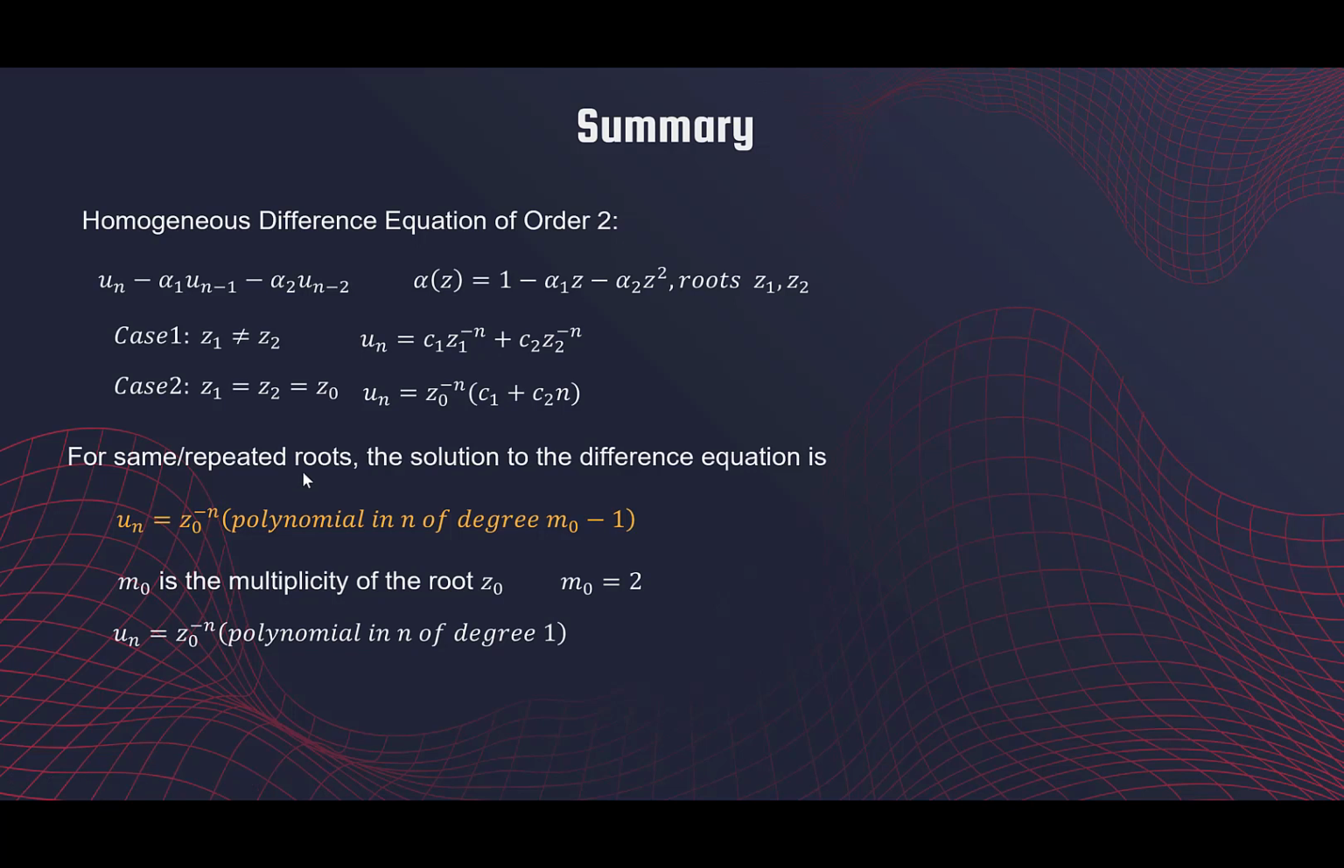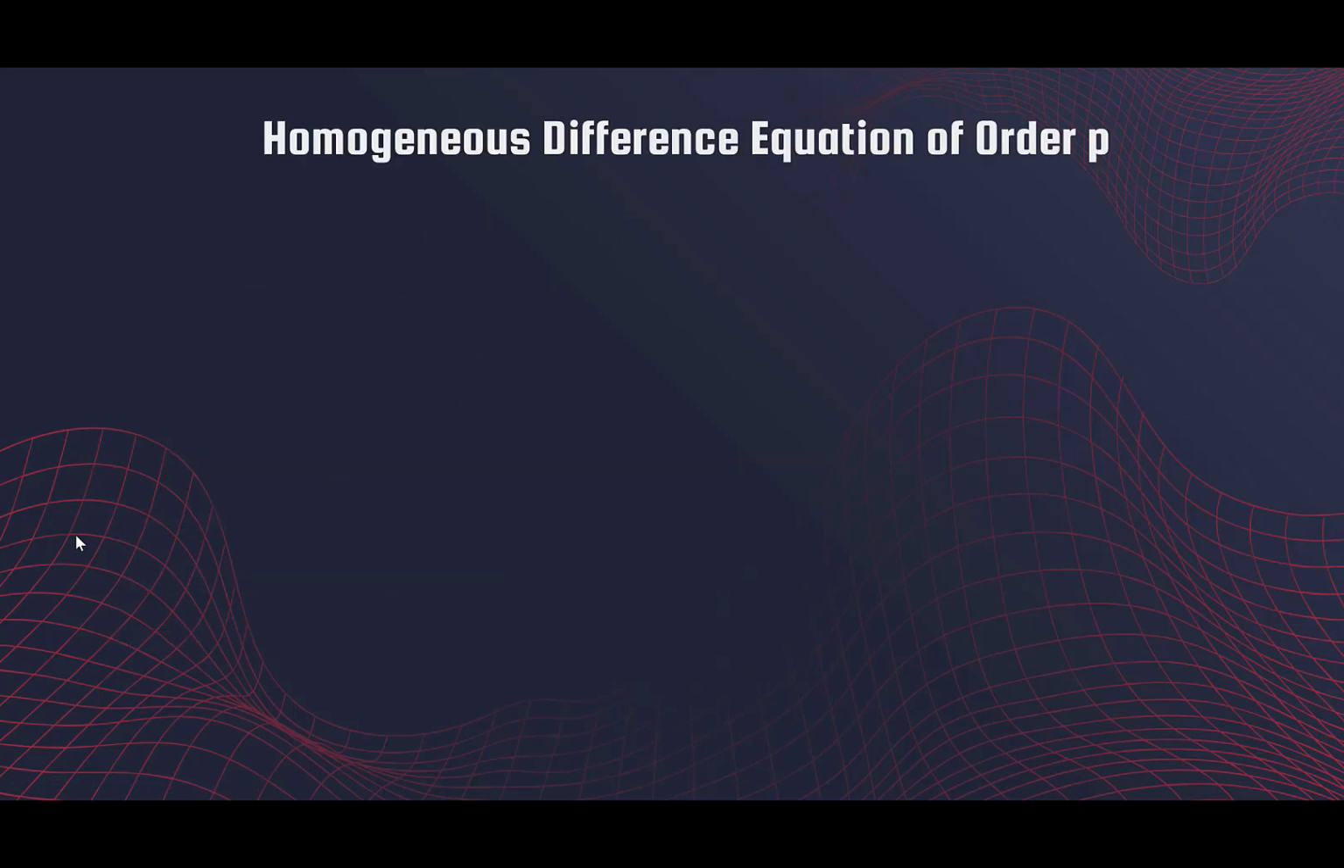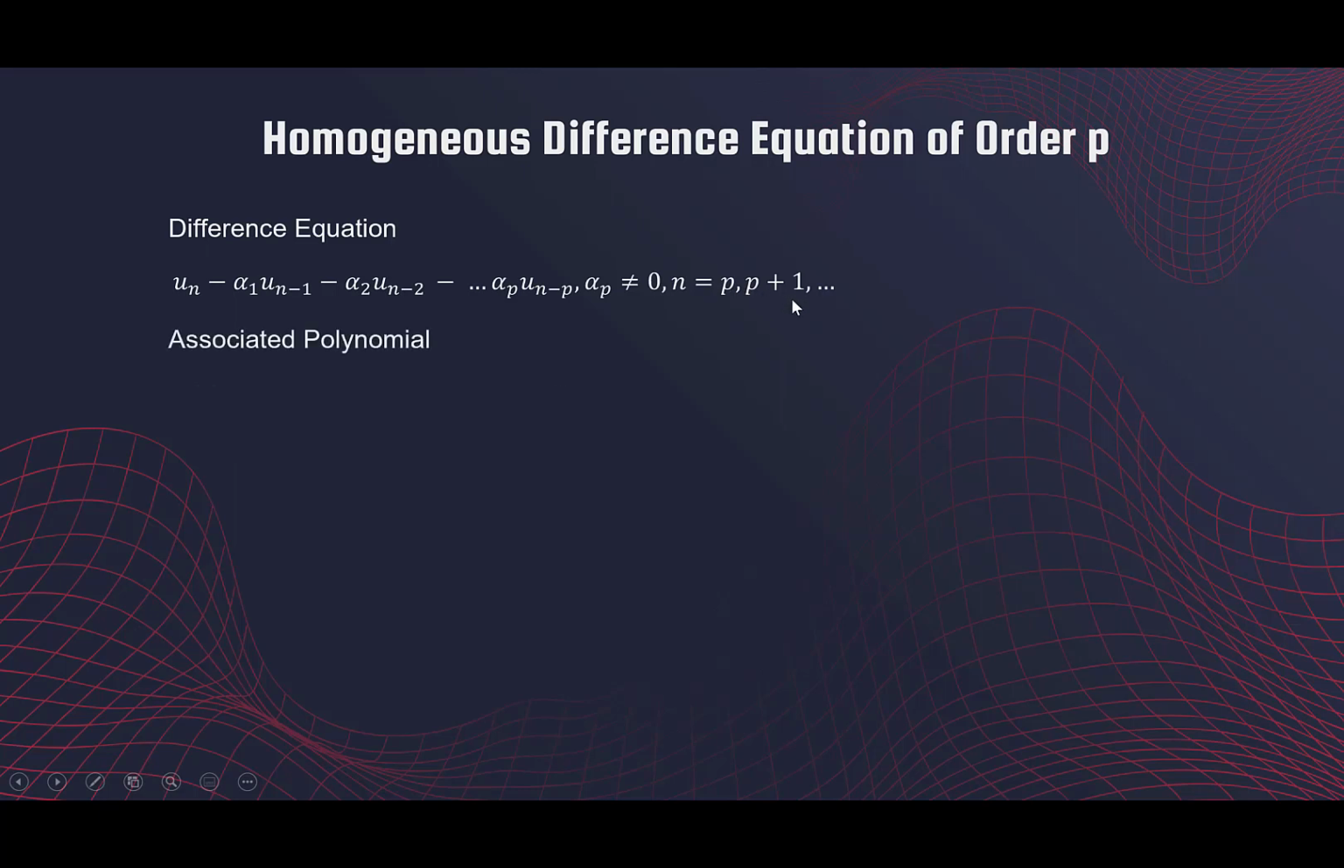So we can generalize this format to difference equations of higher order. So let's say we have a general homogeneous difference equation of order p. This is how the equation looks. Of course, alpha p is not 0, and now n goes from p onwards. The associated polynomial is given as this, right? So you have terms all the way up to alpha p raised to zp. Remember, z's can be complex here.